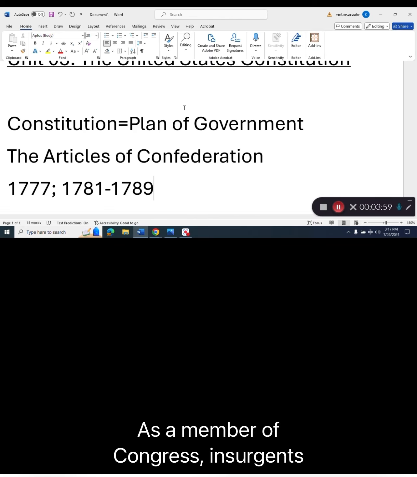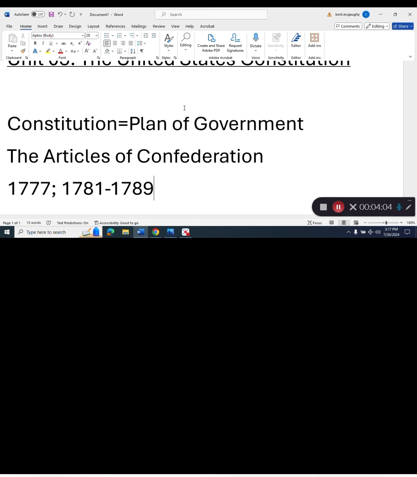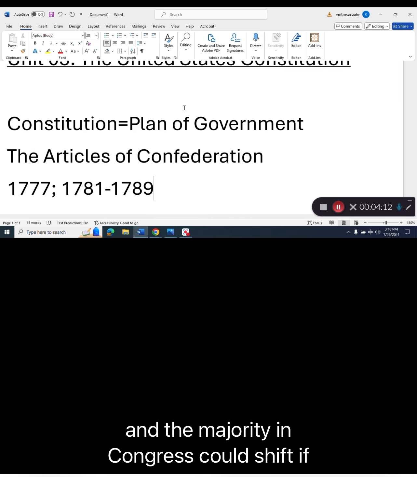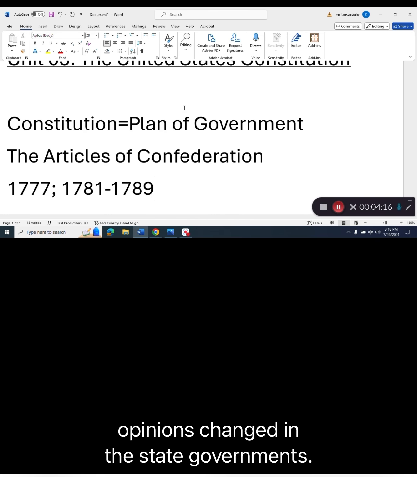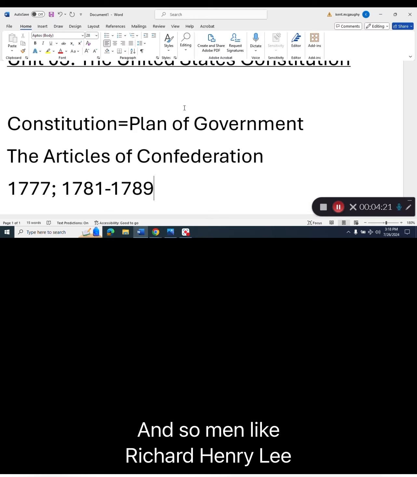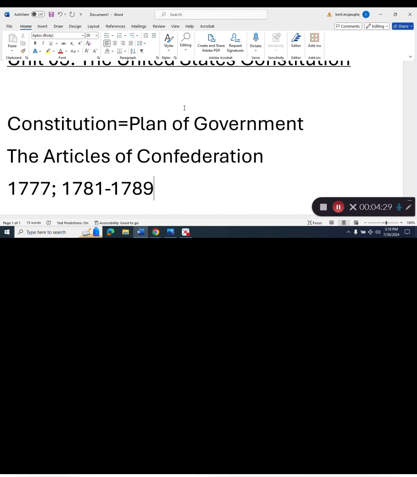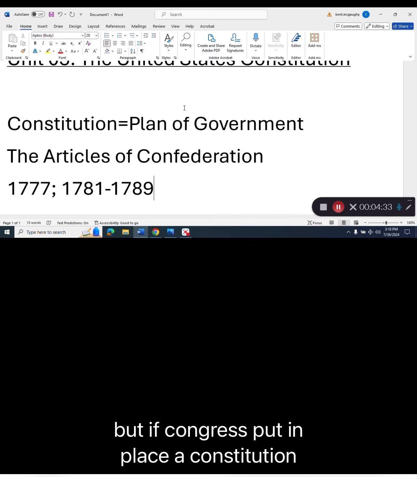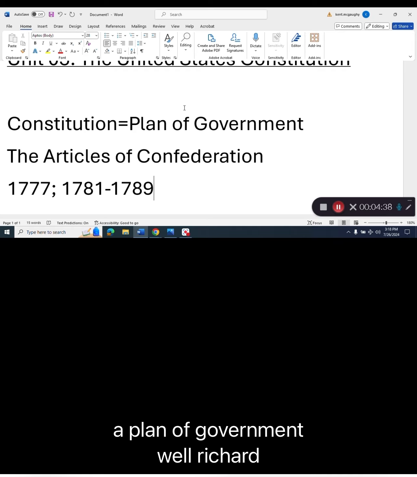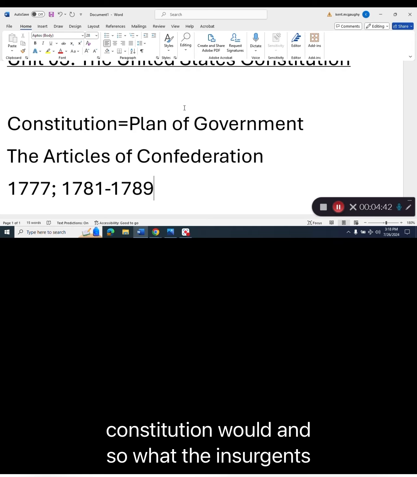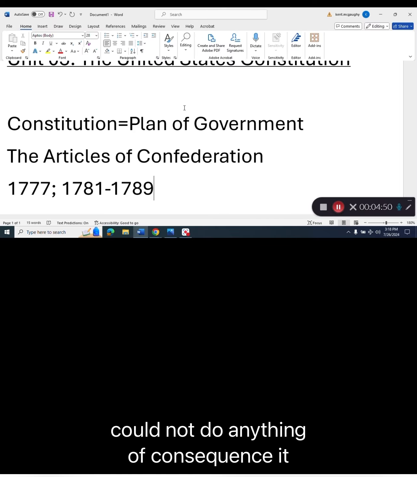As a member of Congress, insurgents could be removed at any time by their state government. They served a one-year term. And the majority in Congress could shift if opinions changed in the state governments. And so men like Richard Henry Lee could not guarantee that they would be in Congress the next year. But if Congress put in place a constitution, a plan of government, well, Richard Henry Lee may not be there, but the Constitution would. And so what the insurgents designed was a government that could not do anything of consequence.